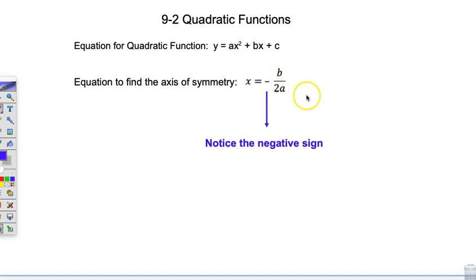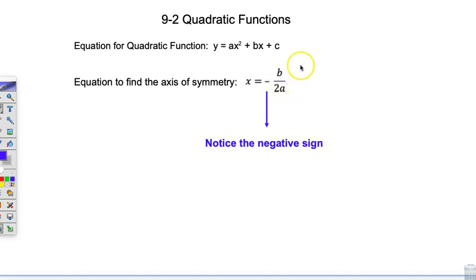So we're going to look at a portion of the quadratic formula that allows us to find the axis of symmetry. The axis of symmetry is that line, that symmetrical line of your parabola. So we will be taking the x value equals negative b divided by 2a.